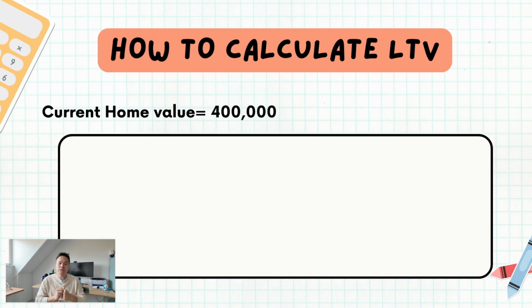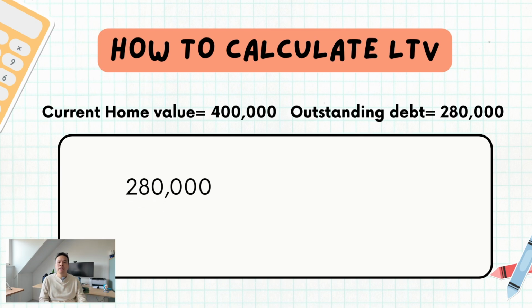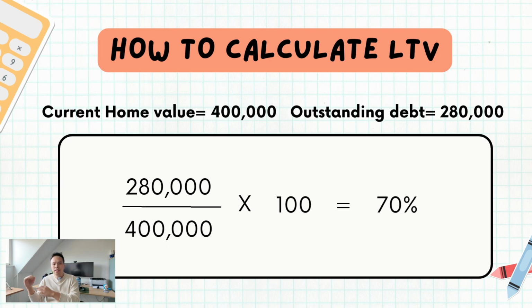For example, your house is currently worth 400,000 euros and you still have an outstanding debt of 280,000 euros. So your LTV would be 280,000 divided by 400,000 and then times 100. This gives you 70%. You might be wondering, why does this matter? The lower your LTV, the lower risk you are for the bank, because if you default, they can always sell your house for a value that is higher than your outstanding debt. So there's no risk for them.